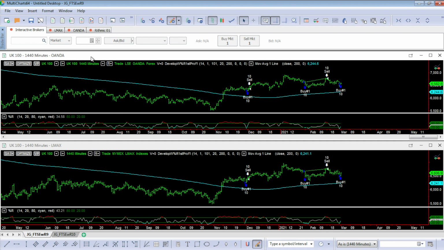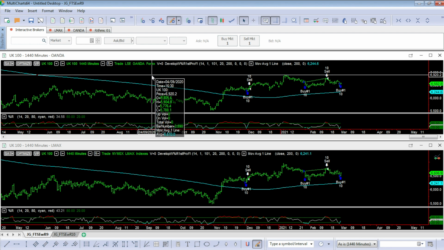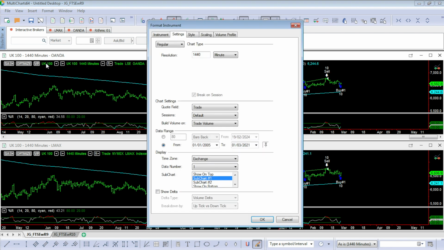In the Oanda one, this is essentially what we saw in the original video. If I show you what data I've got from January 1st, 2005, in fact in the original video I used data from 2008, so we've got an extra 3 earlier years, through to March 2021, which was about the time when I developed the strategy.